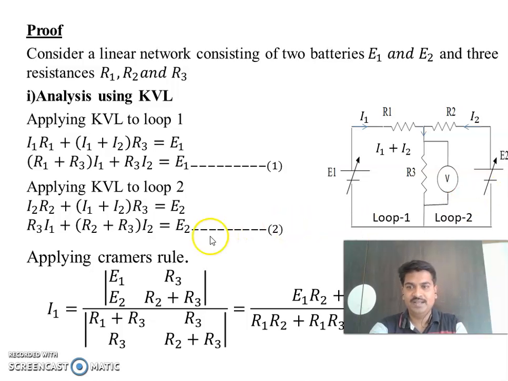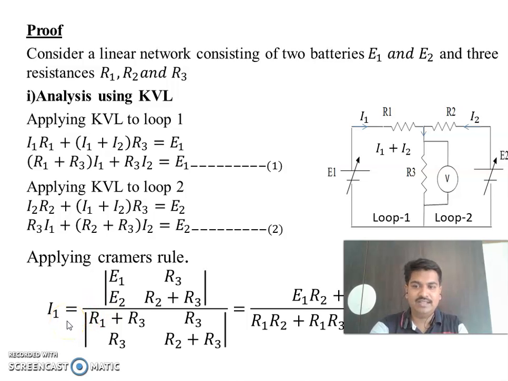Exactly in a similar way I am separating the variables, I1 on one side and I2 on the other side. I'll get this equation 2. So I have got two equations. Now we have two variables, I1 and I2. Two variables, two equations are very easy to solve. We have a method to solve these equations. I am applying Cramer's rule for solving them.